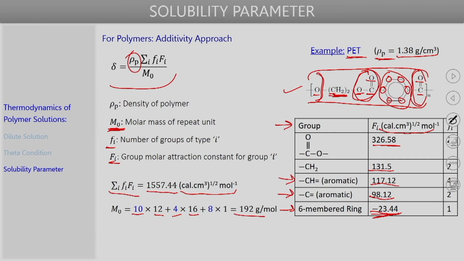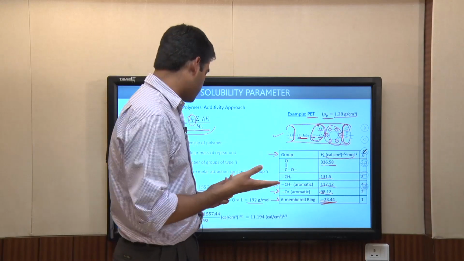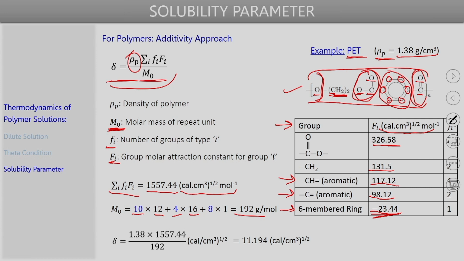So, the total molar mass comes out to be 192 gram per mole, and the delta, the solubility parameter, by substituting all the values in the formula for solubility parameter using the additivity approach, finally comes out to be around 11 calorie per centimeter cube to the power half. This value is actually comparable to what is reported for PET. It is slightly higher, but it is still in reasonable agreement. So, this additivity approach is something that can be used to estimate the solubility parameter of polymers.